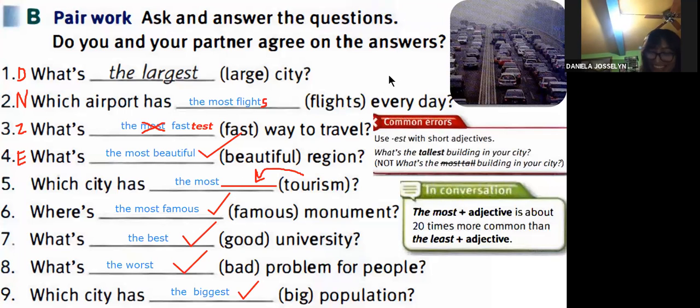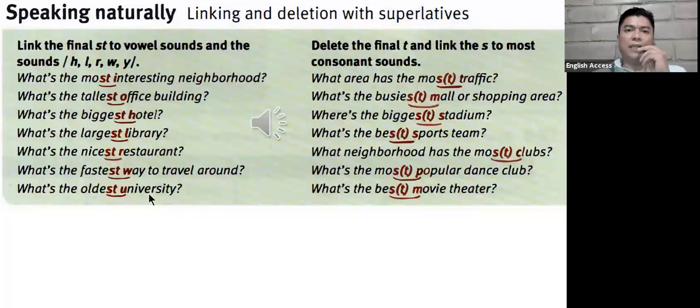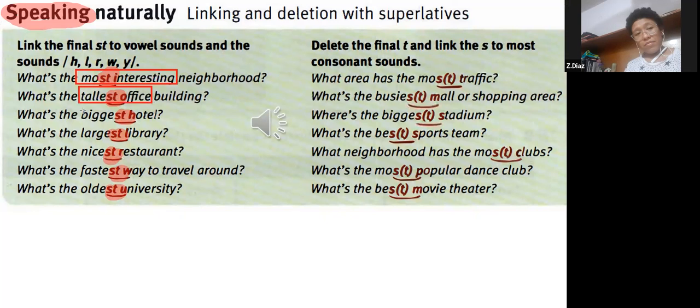All right. How are you doing, guys? Finished? Yes, teacher. Awesome. Very good. Now we have speaking naturally, linking, and deletion with superlatives. What you're going to practice now is the pronunciation. When you speak these words, these letters sound together as one syllable. It makes the word sound like one word together, but it's only the effect of speaking. So that's what you're going to practice.